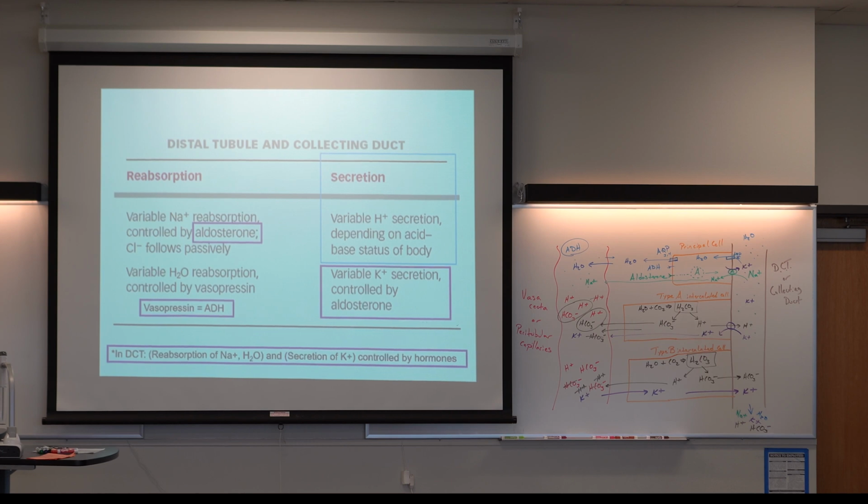Aldosterone reabsorbs sodium. Antidiuretic hormone, also called vasopressin, reabsorbs water molecules. But there's secretion involved in both of the two. We said aldosterone, even though aldosterone is reabsorbing sodium, it's secreting potassium.